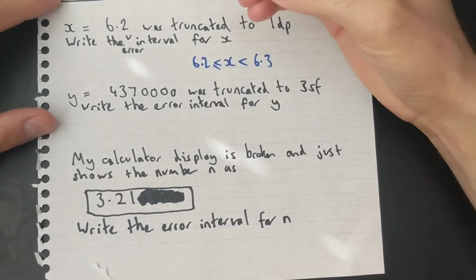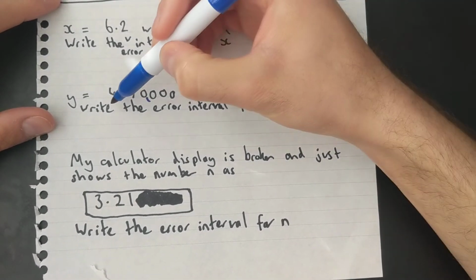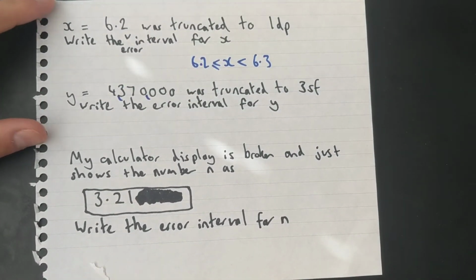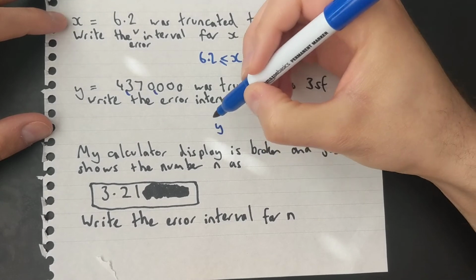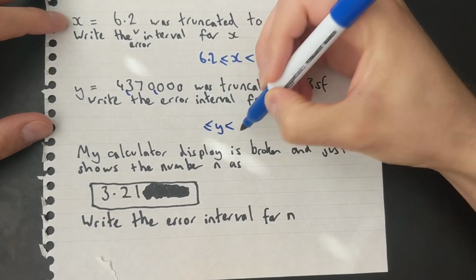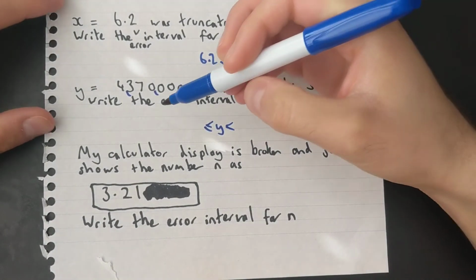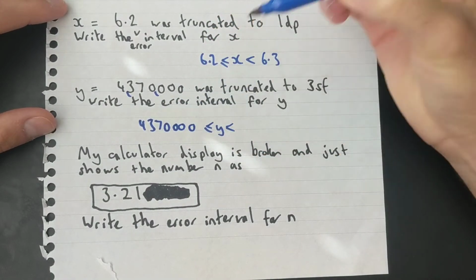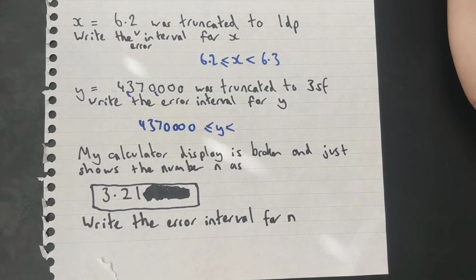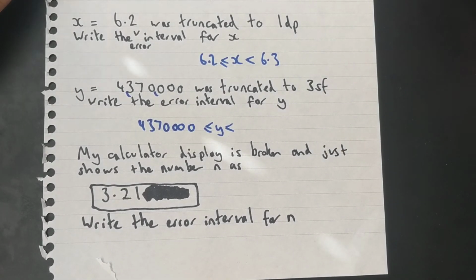Here, 4,370,000 was truncated to three significant figures. Write the error interval for this value. So here, the smallest value that it could have been is 4,370,000. That would get truncated to three significant figures to 4,370,000. Anything less than that, and it's going to be truncated to a different value.